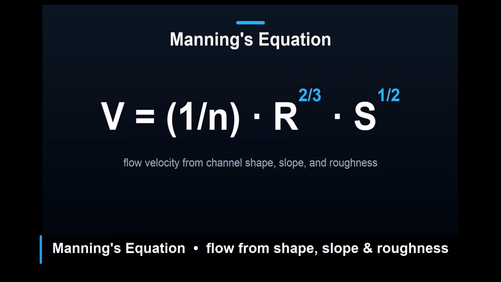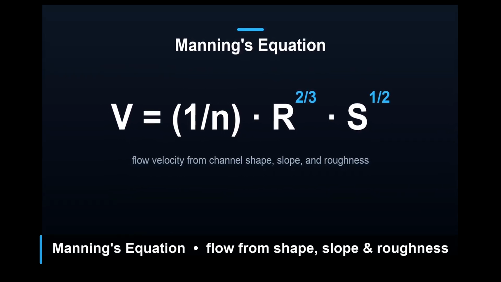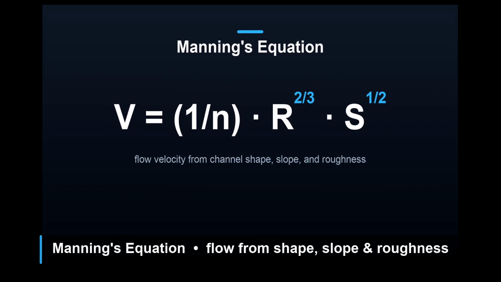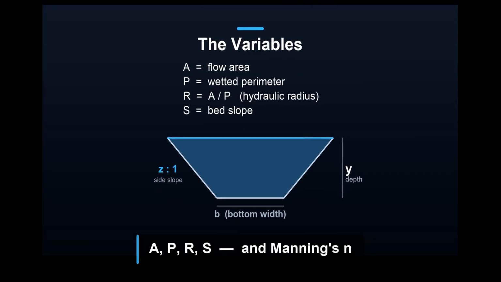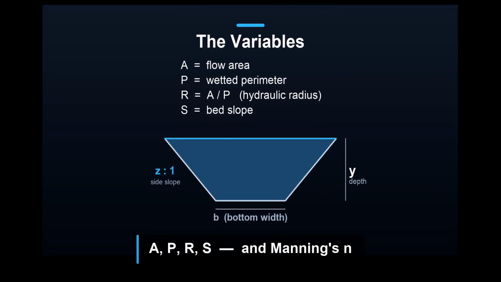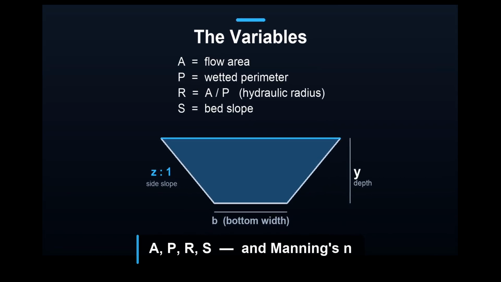Every irrigation canal has to carry a certain flow. Manning's equation is how engineers connect that flow to the channel's shape, its slope, and its roughness. It is the workhorse of open channel hydraulics. The equation needs just four things: the flow area A and the wetted perimeter P, whose ratio gives the hydraulic radius R, the bed slope S, and Manning's N, a single number that captures how rough the channel surface is.